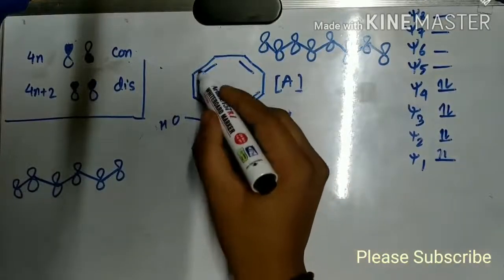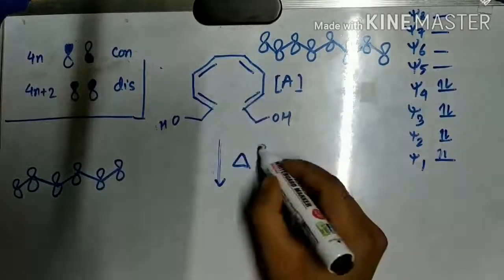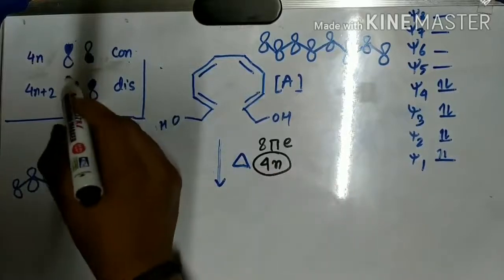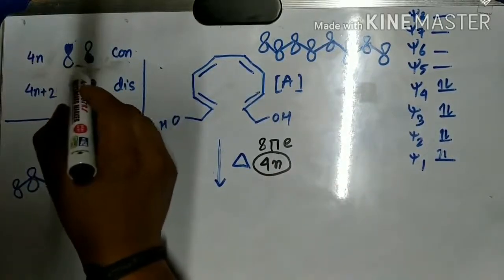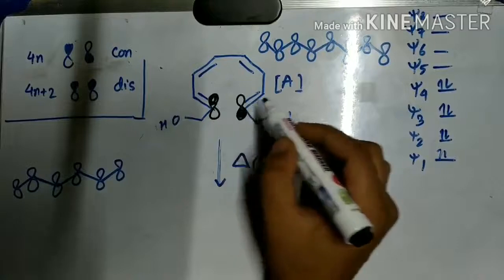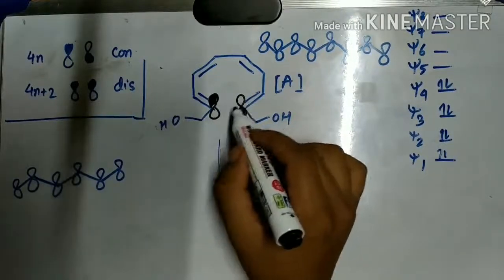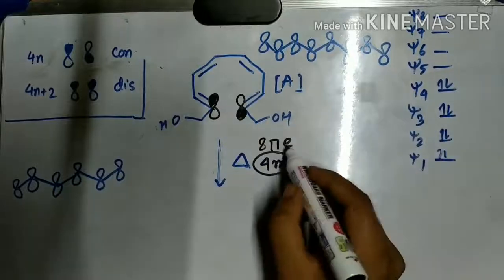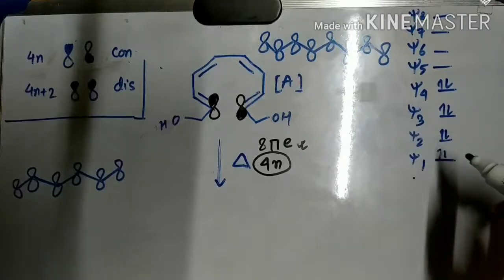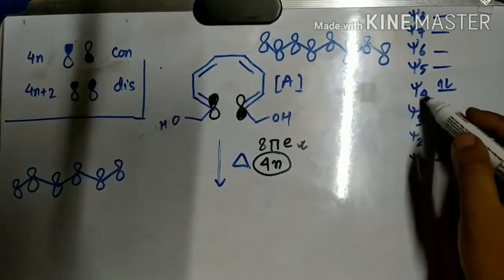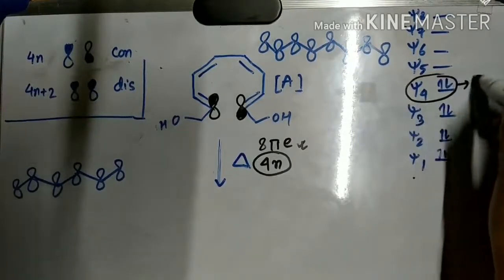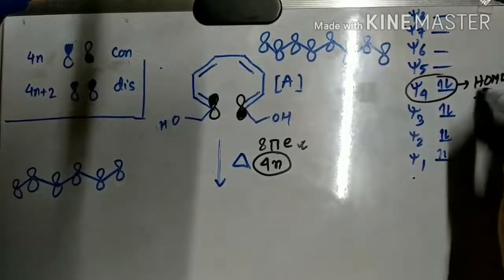You can see there are 1, 2, 3, 4 double bonds, so it is an 8 pi electron system. So it is a 4n system, which means it will follow this rule: the two terminal orbitals will be in the opposite direction. To verify this, we can go for the frontier molecular orbitals. For an 8 pi electron system there will be psi 1 to psi 8, 8 frontier orbitals, and among these psi 1, psi 2, psi 3 and psi 4 possess 2 electrons each, and hence psi 4 will be the HOMO in the thermal condition, that is the highest occupied molecular orbital.